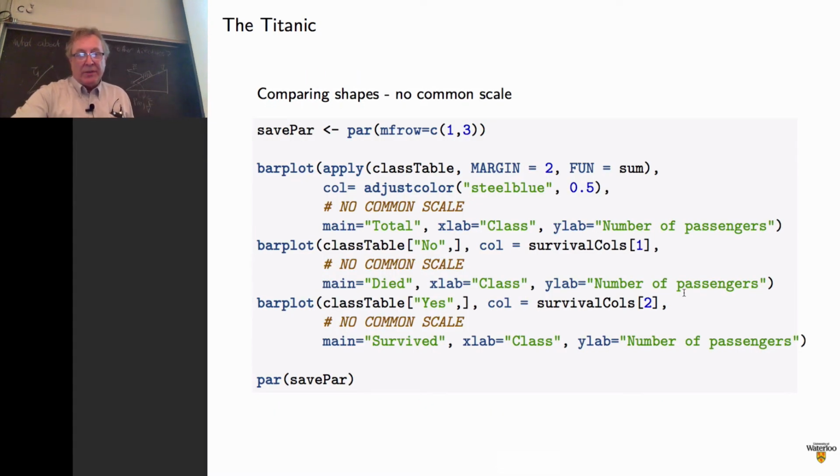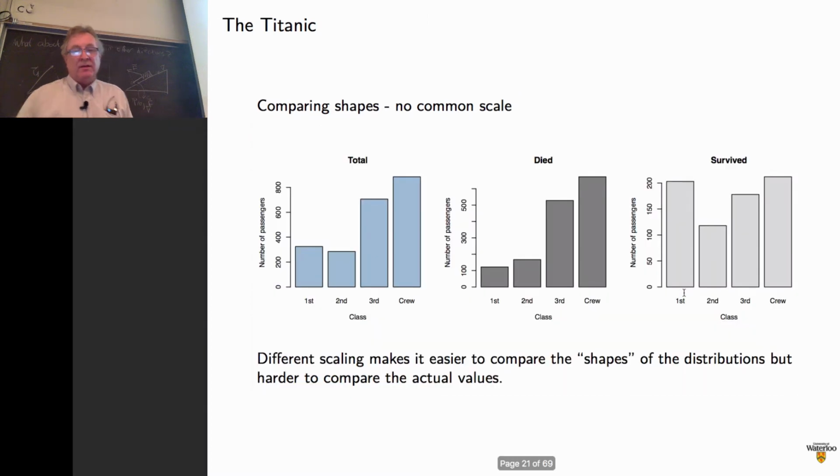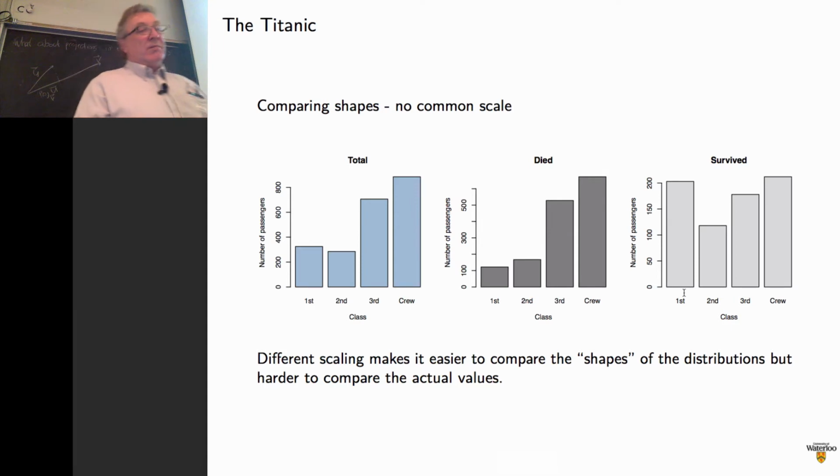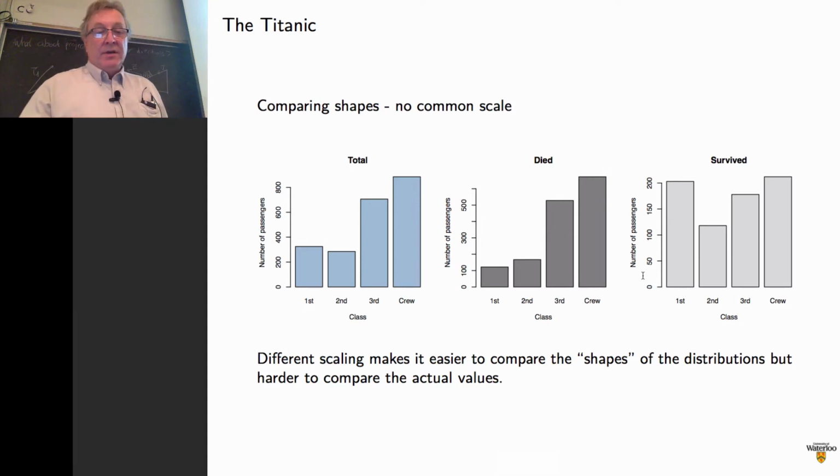If I put them on without a common scale, now I don't care so much about the counts. I really am forcing you to think about the shapes of those distributions. These axes don't matter so much. I'm interested in, is the shape the same between the blue and the dark gray, between the dark gray and the light gray, etc. And you could definitely say that the light blue and the dark gray seem more alike than do the light gray to any of the other two.